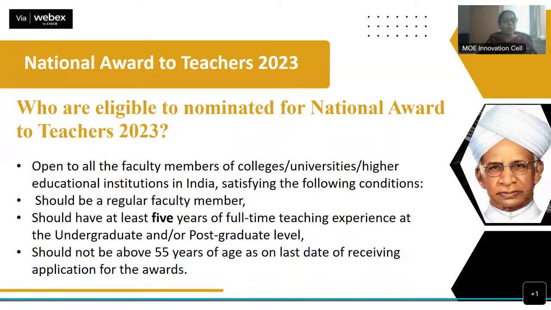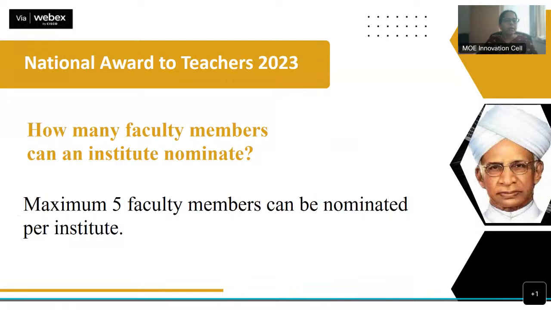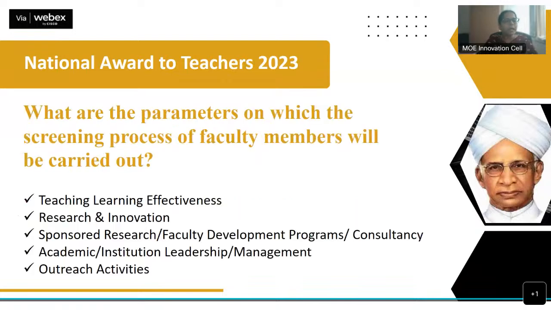So now we have looked at who is eligible. Now, who is not eligible? Self-nomination, as we said, is not eligible. The jury members are not eligible, and the heads of the institute are not eligible for this award because they are required to nominate the faculty members. Because of that, the head of the institute, vice chancellor, director, or principal are not eligible to apply for this award. The next question is what are the parameters on which the screening process of faculty members will be carried out.